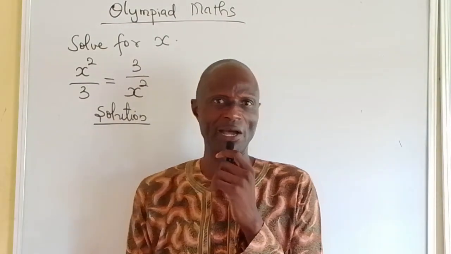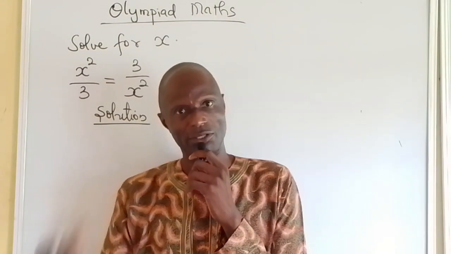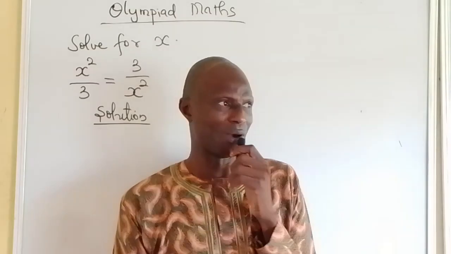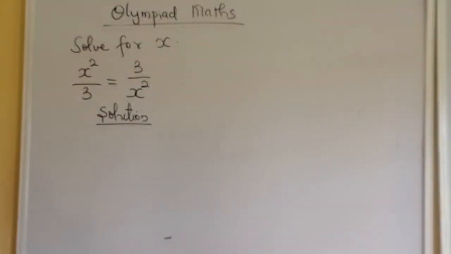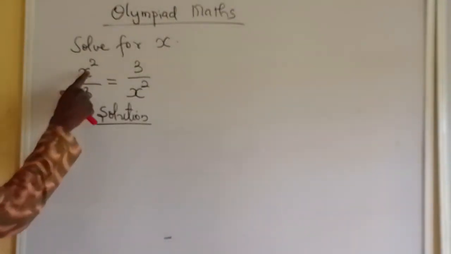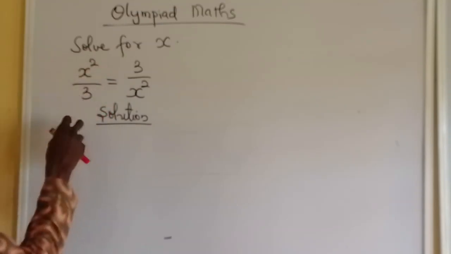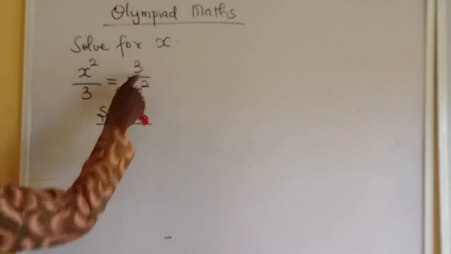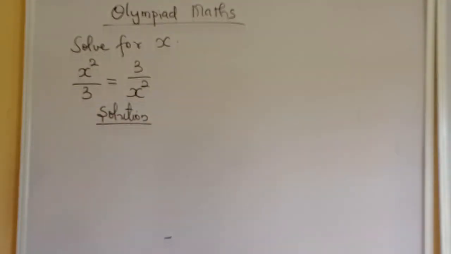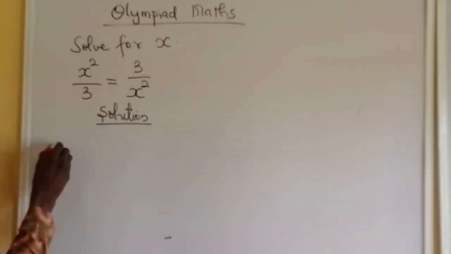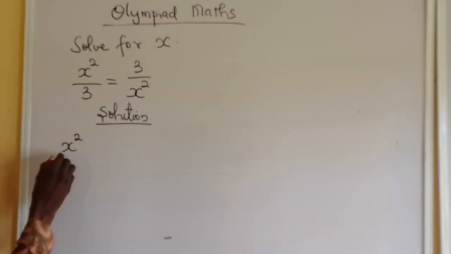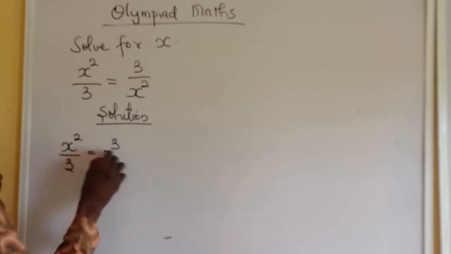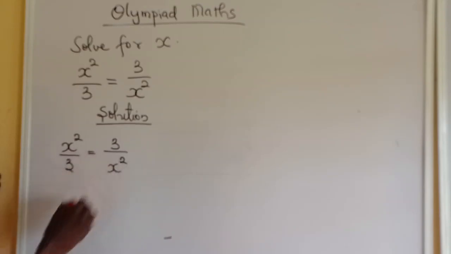I'll be teaching you two examples as regards this math. Number 2 is equally, even more important than number 1. Now, solve for x: x raised to the power of 2 all over 3 is equal to 3 all over x raised to the power of 2.